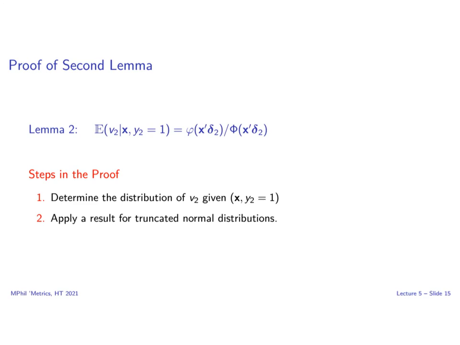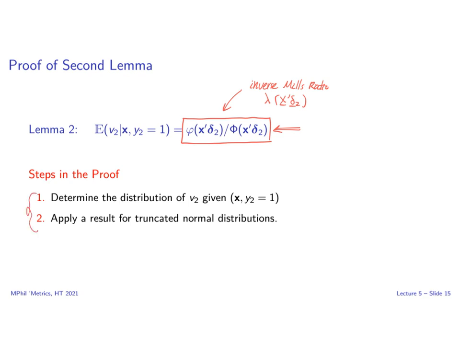In this video, we prove the second lemma that we used in our discussion of the Heckman selection model from an earlier video. This lemma says that the expected value of v2 given x and y2 equals 1 is equal to the inverse Mills ratio evaluated at x prime delta 2. In other words, a standard normal density evaluated at x prime delta 2 divided by a standard normal CDF evaluated at the same argument. This proof really has just two steps.